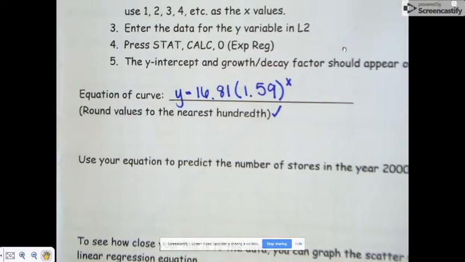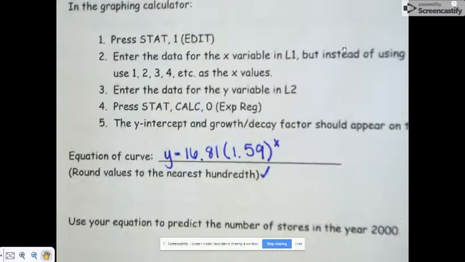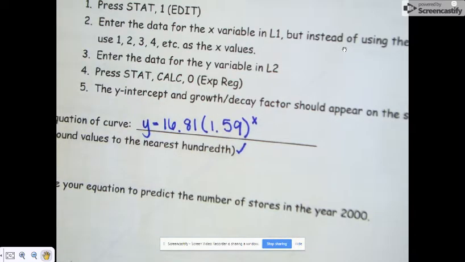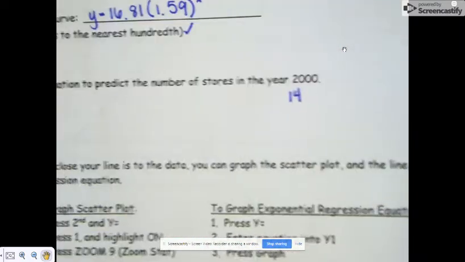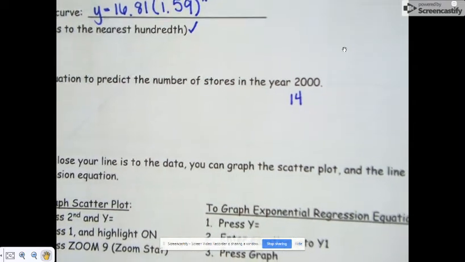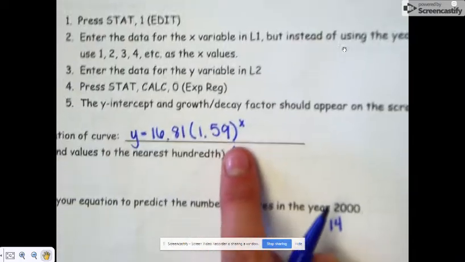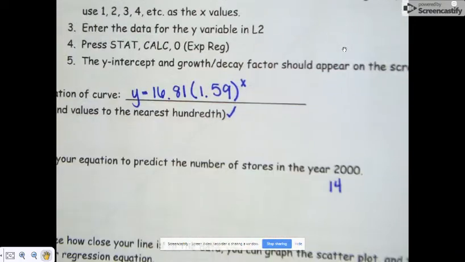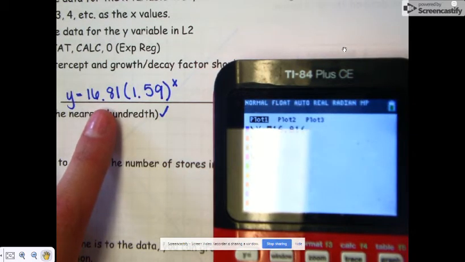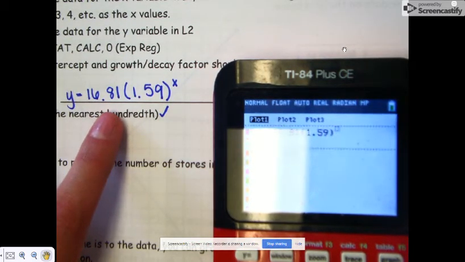Then it says use your equation to predict the number of stores in 2000. So 2000 is how many years away from 1986? That's 14 years, so you would actually plug in the number 14 for x, since that's how we did our values there. Okay. So to see how close your line is to the data, you can graph this line, or this curve, onto the graph. So if you go to y equals, you can type in this equation right here, 16.81 in parentheses 1.59 to the x power.